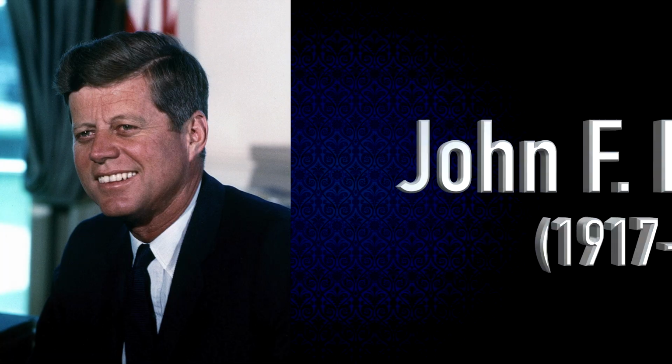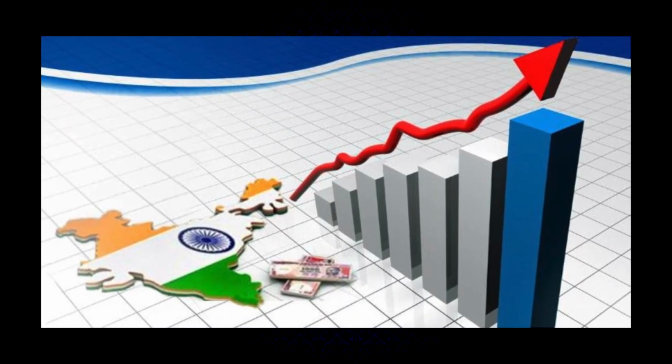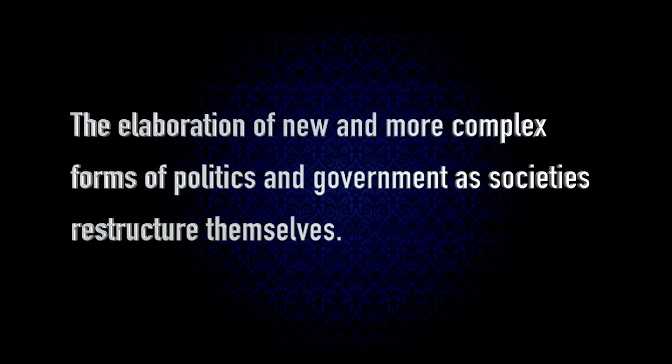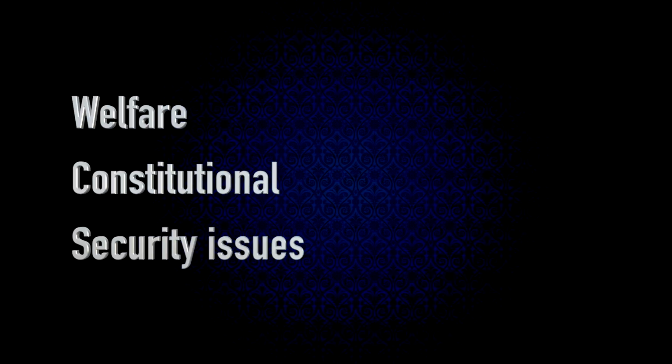As a staff member in President John F. Kennedy's administration, Rostow promoted his development model as part of US foreign policy. Rostow's model illustrates a desire not only to assist lower income countries in the development process, but also to assert the United States' influence over that of communist Russia. According to Rostow, economic modernization is complemented by political development, which is to be perceived as the elaboration of new and more complex forms of politics and government as societies restructure themselves. The process of economic growth places several issues on the political agenda, most notably welfare, constitutional and security issues.